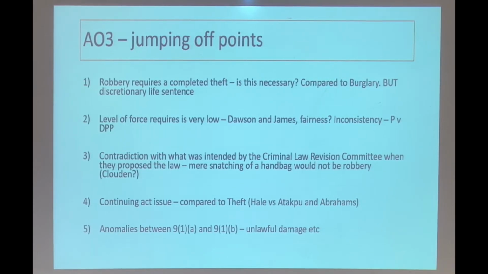So why can't robbery be the same? Why do you actually need there to be a completed theft? Why does someone actually have to get away with the theft, for instance, or why does it have to be a full theft to actually be a robbery?